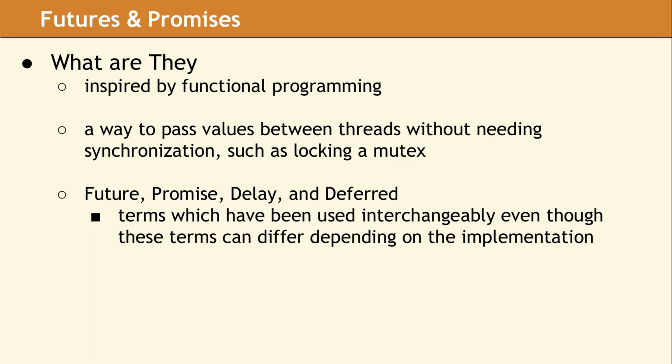Futures and promises are an abstraction originally developed in functional programming languages to handle concurrency. These concepts allow a program to pass values between threads without using any of the typical synchronization mechanisms used when sharing data between threads, like mutexes.